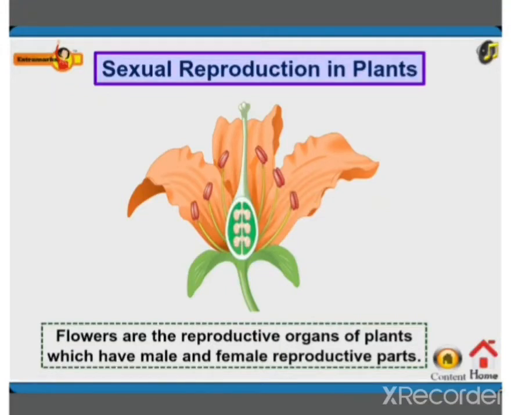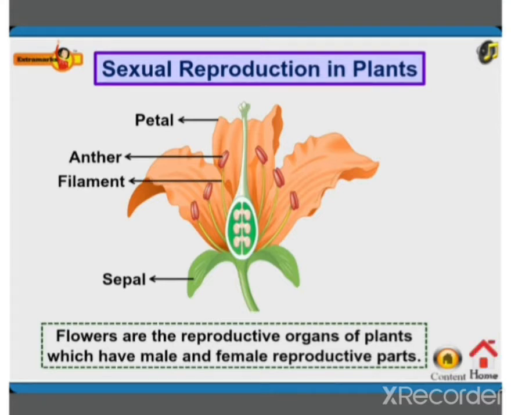We shall now study the sexual reproduction in plants. Flowers are the reproductive organs of plants, which have distinct male and female reproductive parts. A flower consists of sepal, petal, anther, and filament. Both of these are collectively known as stamen. Stamen is the male reproductive part of the flower.